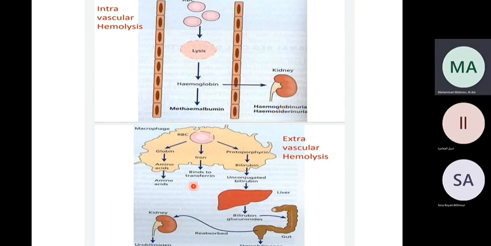For the extravascular, there is destruction of the RBCs in the reticuloendothelial system, and then there is an increase in the unconjugated bilirubin.